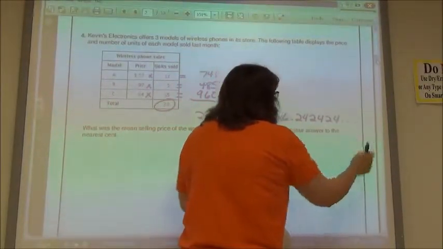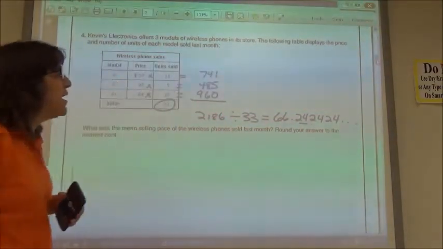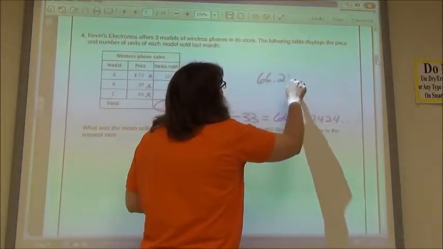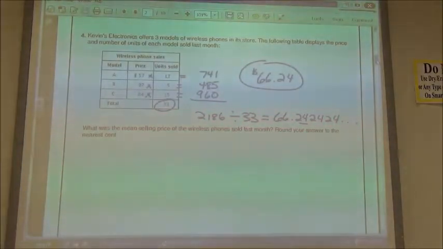66.24242424 on my calculator. Rounding that off to the nearest cent, which is what we're going to do most of the time since we're dealing with money, so we're going to say $66.24 would be the average price that we made for each of the units that we sold.